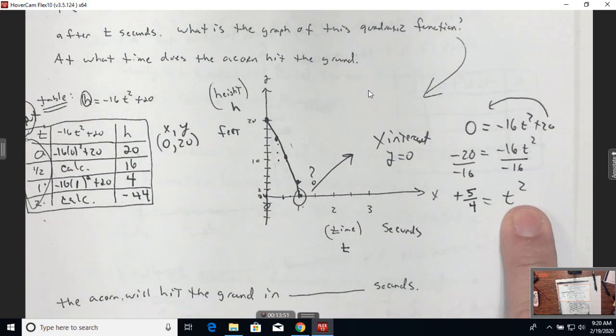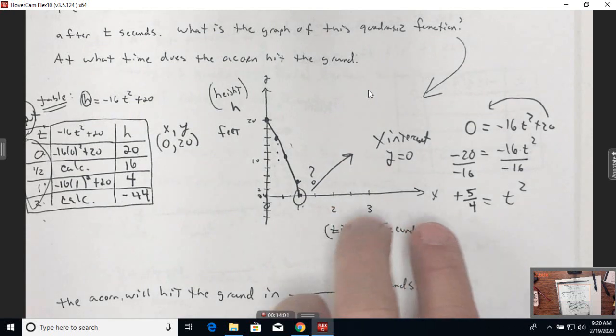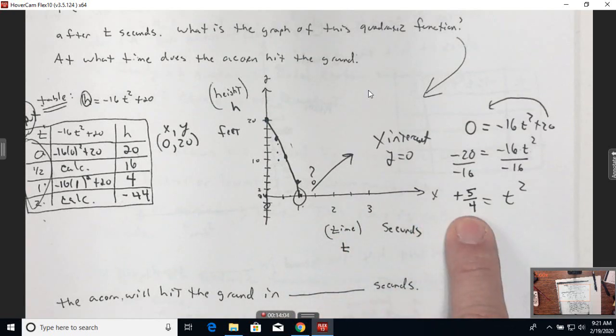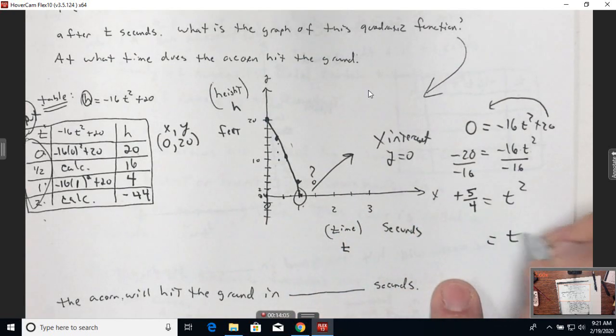So is the t by itself yet? Nope. What's wrong with it? It's got a squared on it. Right? I don't want to know t squared. This means if I were to take my time and multiply it by itself, it gives me 5/4. But what is just t? How do I get t by itself?